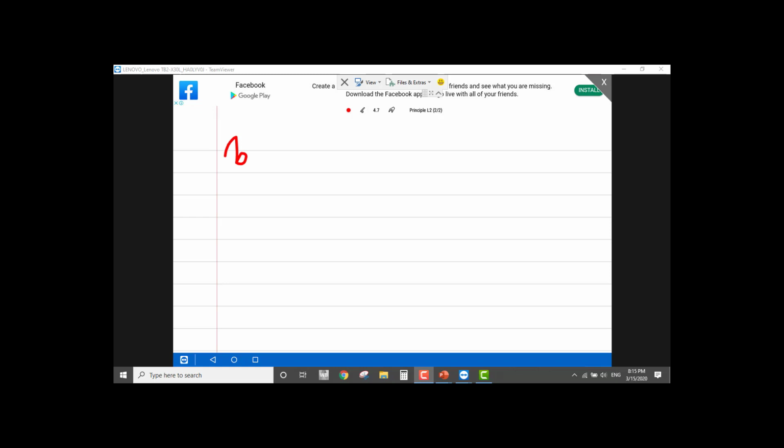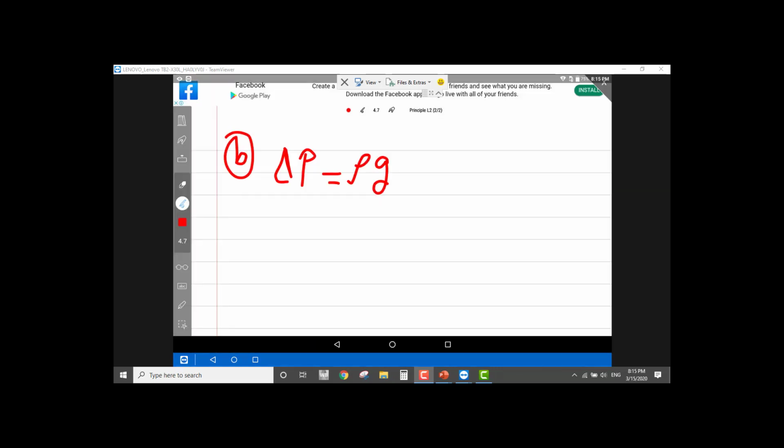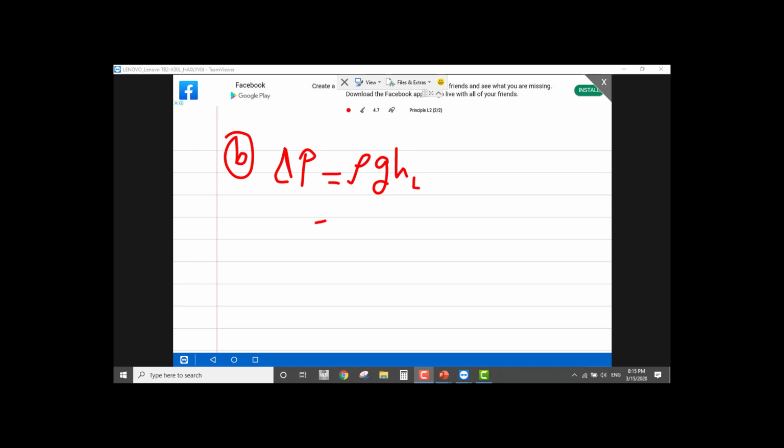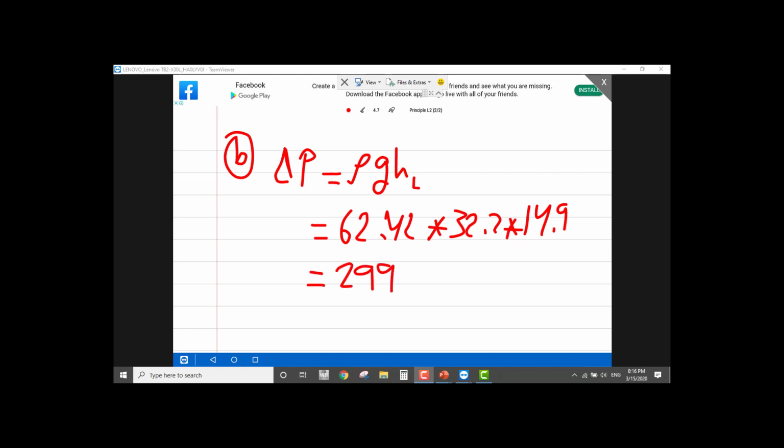Now part B, we need to calculate delta P. So delta P equals rho multiplied by g multiplied by HL, and this is equal to 62.42 multiplied by 32.2 multiplied by HL, which is equal to 14.9, and the answer is 9947.8, but the unit is pound mass per foot per second squared. Now we'll benefit from the conversion.